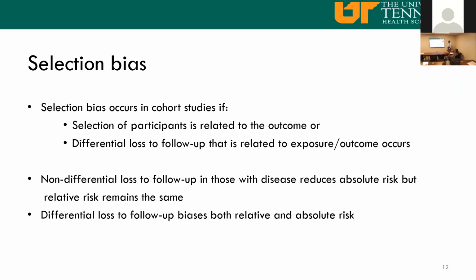So when we say absolute risk and relative risk, absolute risk is on the additive scale. So the risk in the exposed minus the risk in non-exposed gives us the absolute risk. And relative risk is the risk in the exposed divided by the risk in non-exposed. That results in the relative risk.